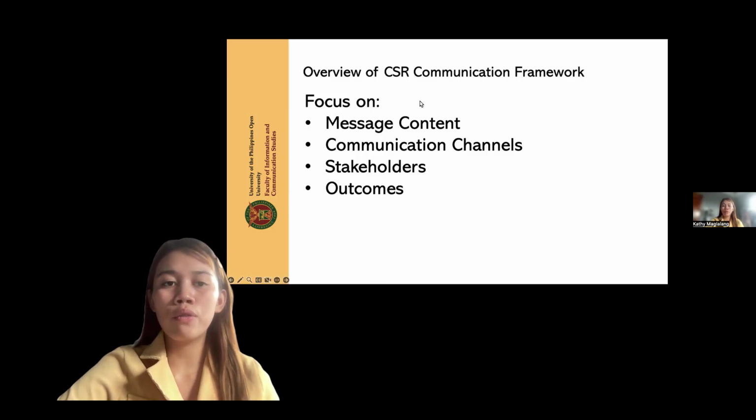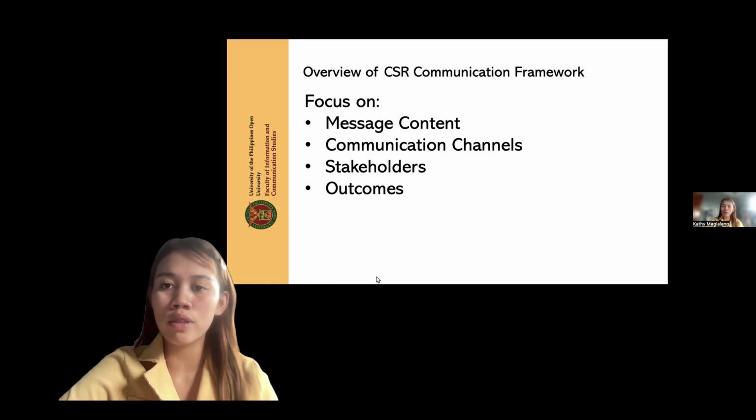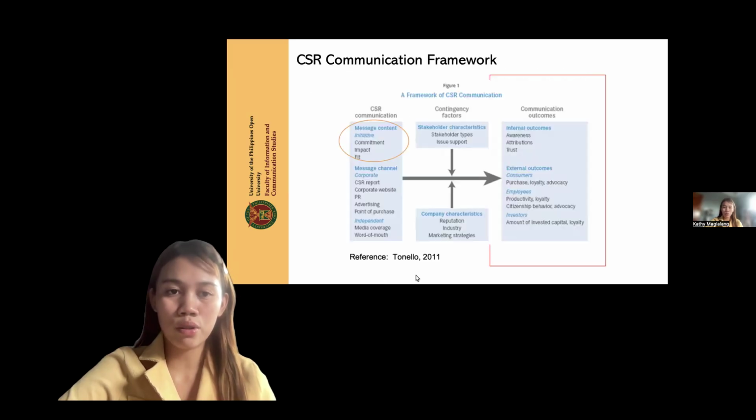For the overview of the CSR communication framework, CSR is not just about sharing information. It is a structured process that involves message content, communication channels, stakeholders, and outcomes. The framework shows that communication is influenced by both the organization and the audience, and that effective CSR communication is something that leads to measurable internal and external results.